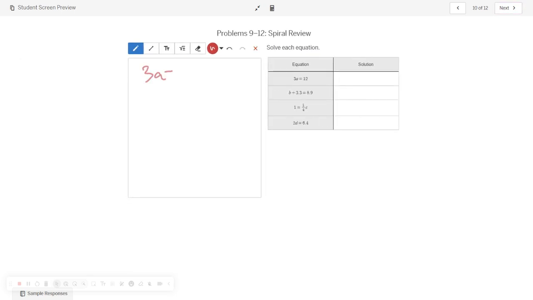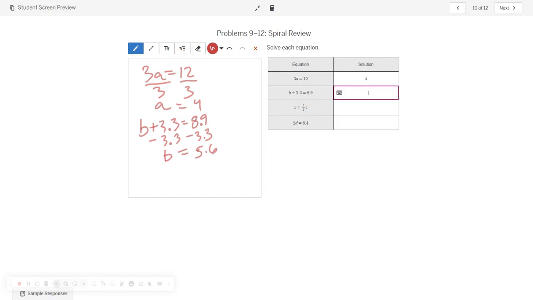I have 3a equals 12. Divide both sides by 3 to get a by itself. I get a equals 4. Then b plus 3.3 equals 8.9. I'm going to subtract 3.3 from both sides. I'm going to get that b equals 5.6.